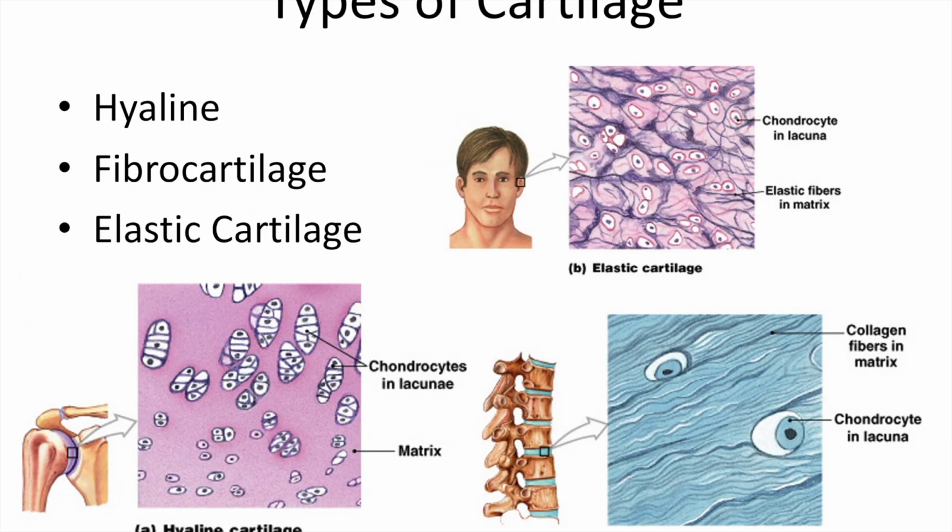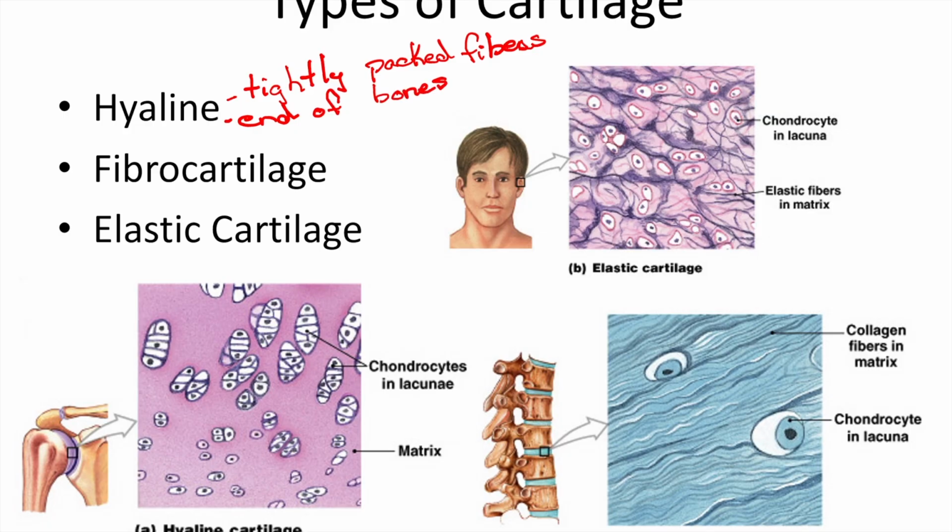There are 3 types of cartilage. The first is hyaline cartilage. Hyaline cartilage is made up of tightly packed collagen fibers, so tightly packed that you actually don't see the fiber structure. This is found at the end of long bones. And is primarily for shock absorption and connection.